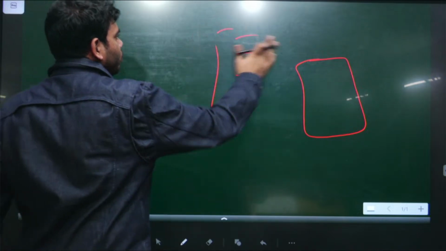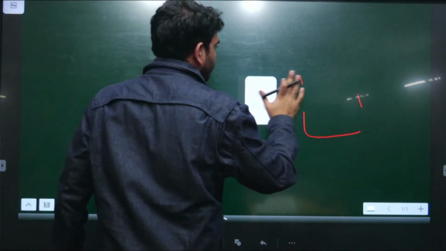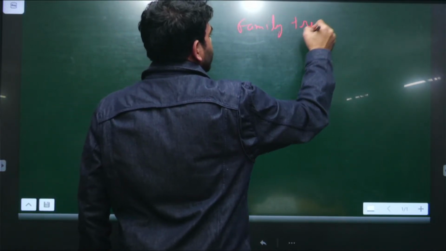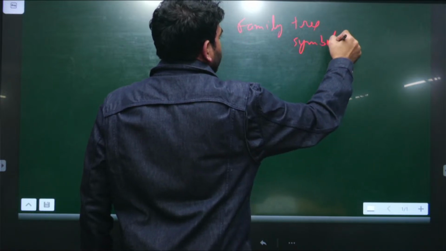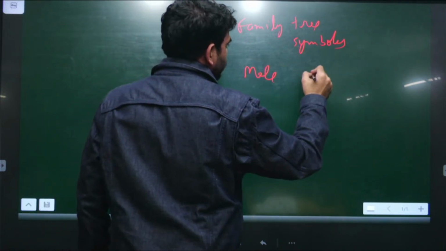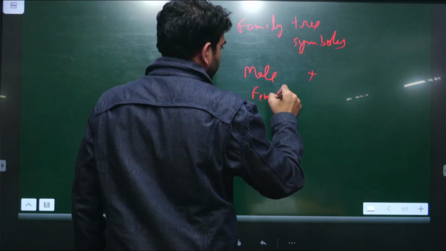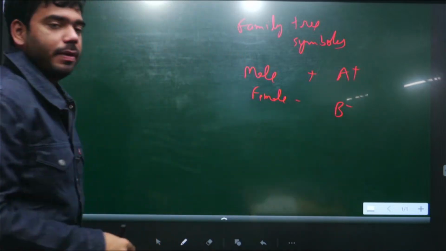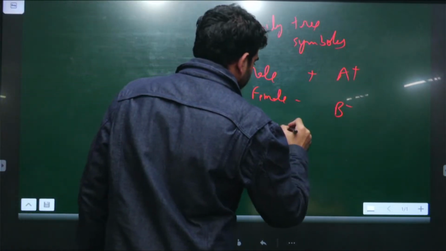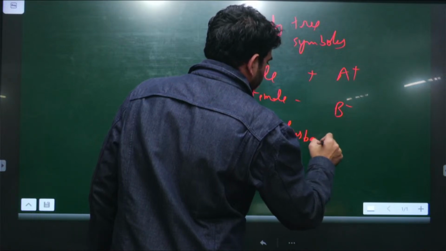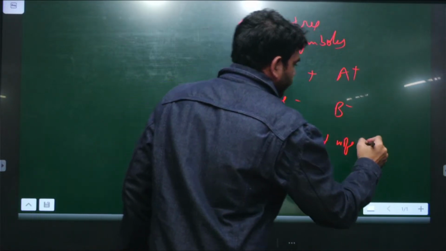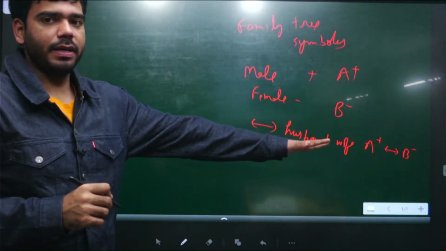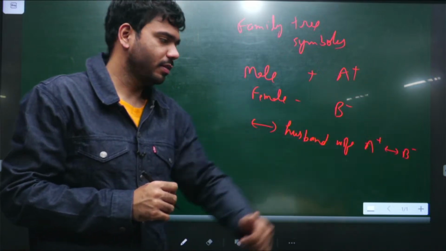So whenever you have to do this, the symbols to use for a family tree are: for male use plus, for female use minus. For example, A plus B minus means A is a male and B is a female. This is the relation for husband-wife. Use this relation for husband-wife: A plus and B minus means A is a male, B is a female, and both are married. It means A is the husband and B is the wife.